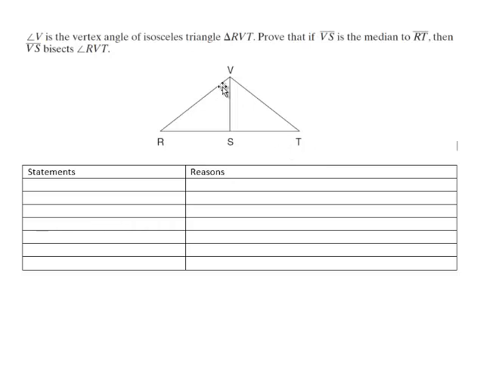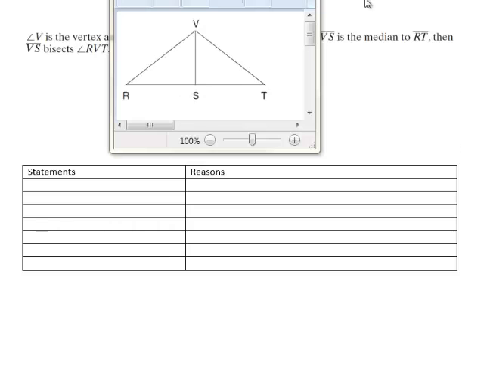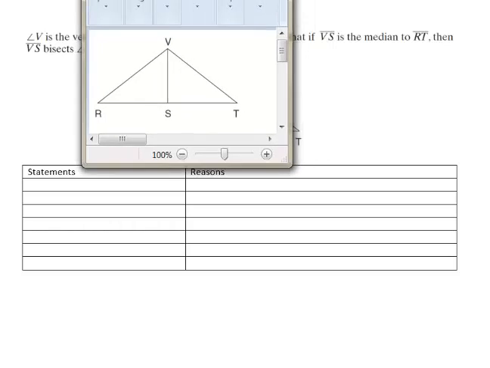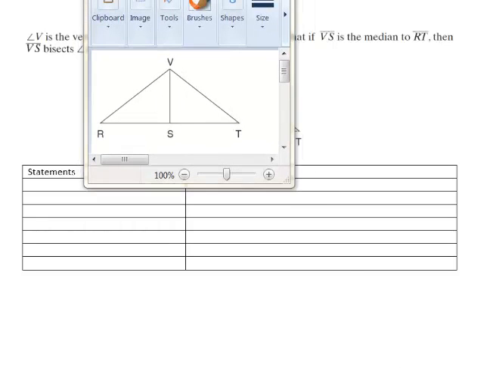Okay, angle V is the vertex angle of isosceles triangle RVT. That means that if this is the vertex angle, that means T equals R, and RV equals RT. Prove that if VS is the median to RT, which means the median bisects R and T, then VS bisects RVT. Let's put this up over here so that we can be able to draw on it.